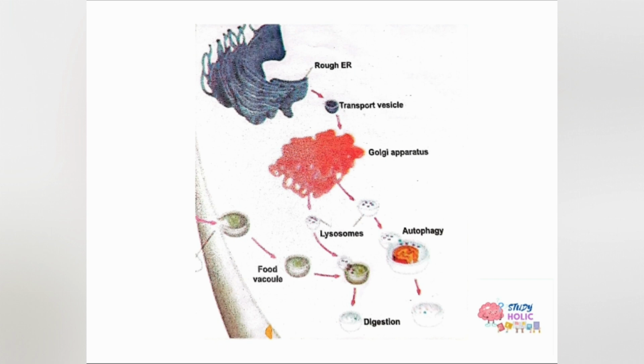So how does the secondary lysosome come into being? In order to perform the function, the lysosome has to fuse with the food vacuole. And when the primary lysosome, the newly formed lysosome, fuses with the food vacuole, the secondary lysosome comes into being.